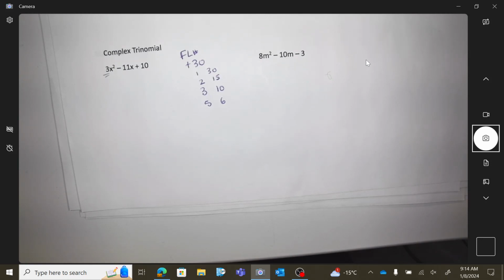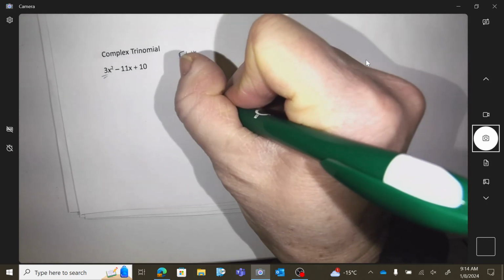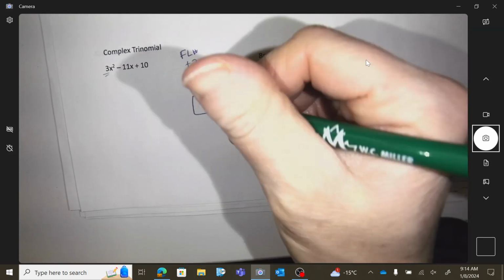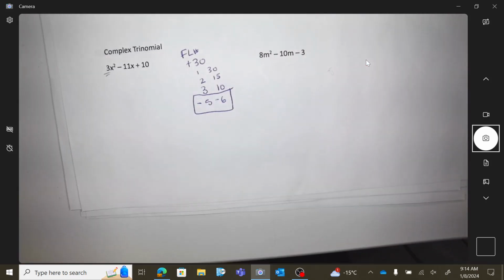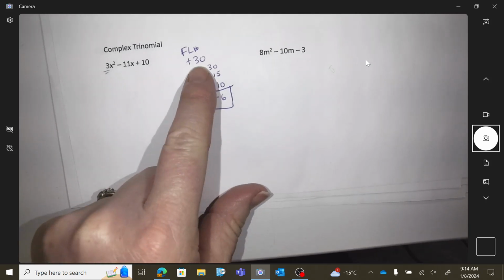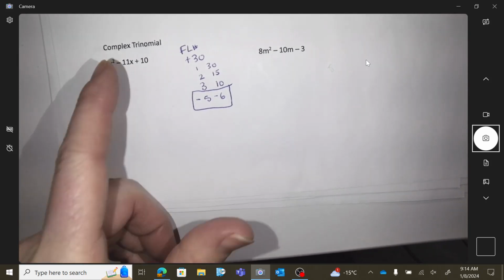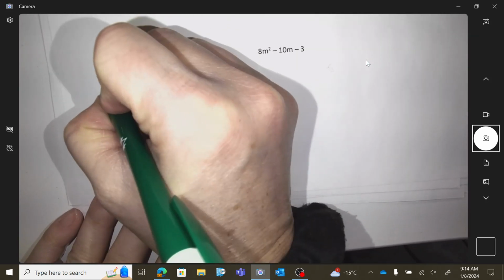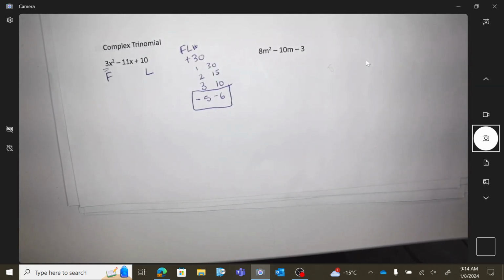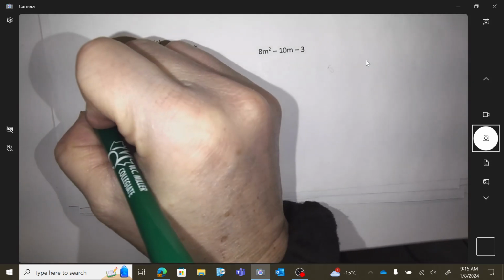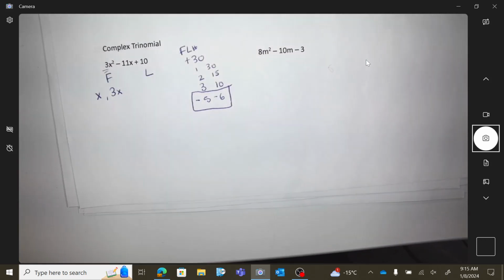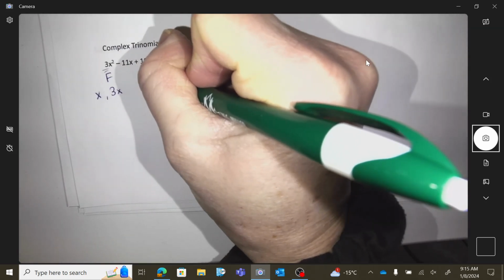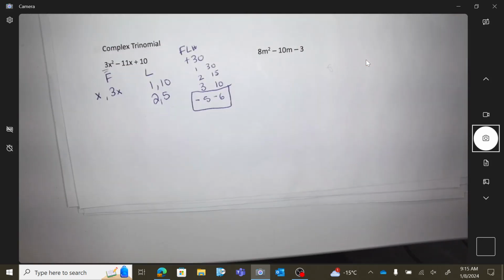So out of those, I'm looking for something to get me 11. And I'm trying to get a negative 11. So 5 and 6, if I do what kind of signs? 2 negatives. That would multiply to positive 30 like I wanted it to here, and it would add to negative 11. Okay, so now I'm going to talk about the F and the L separately. So what could I do to get the F? I could do 1x times 3x. That's the only option I have. What can I do to get myself a 10? I could do 1 times 10, or I could do 2 times 5.